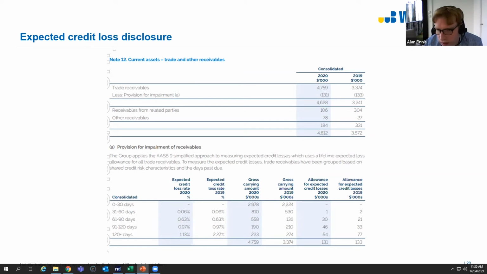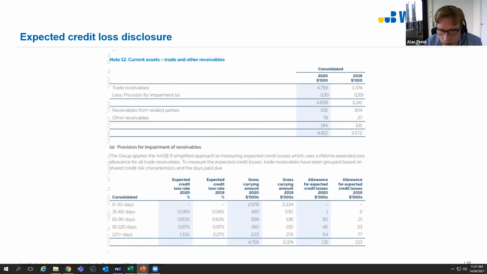And you can see there that this is your gross carrying amount of the receivables. So you can see at the bottom of the third column of the second table, it's 4759, which matches up to the bit at the top. And then the 131 matches up in the fifth column, to the second row in the top table.